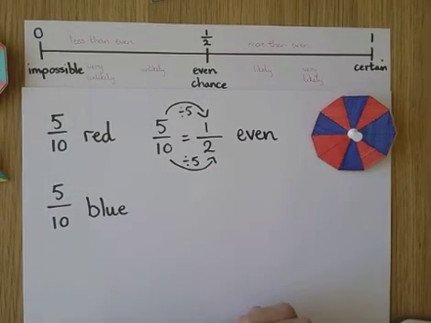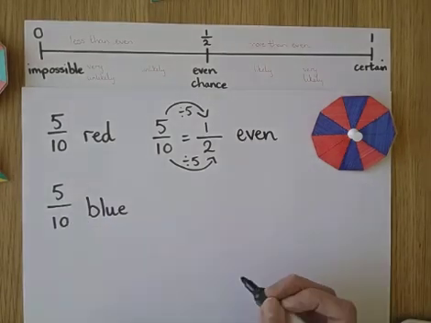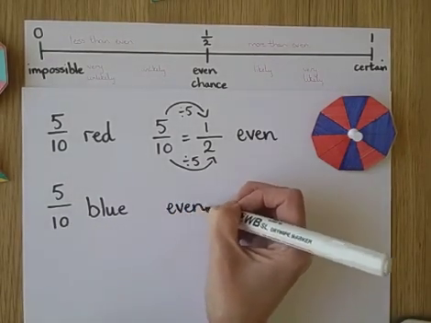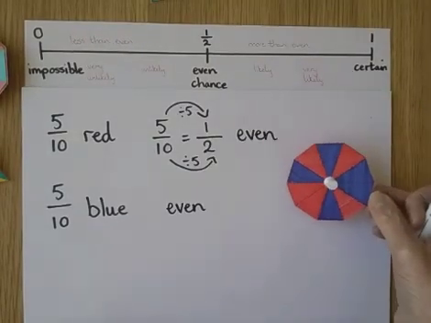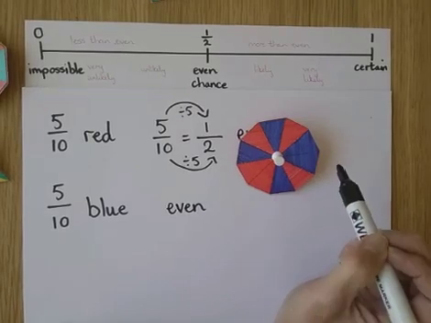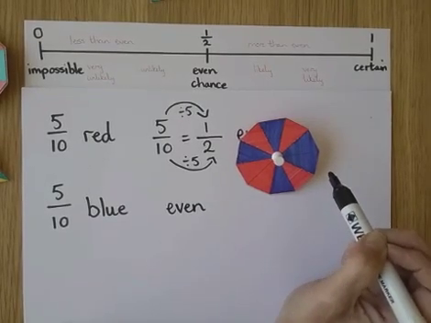Blue, it's exactly the same chance, isn't it? Because it's also 5 out of 10, 5/10. So the chance of landing on blue with this spinner is also an even chance. I'm as likely to land on red as I am to land on blue in this spinner.